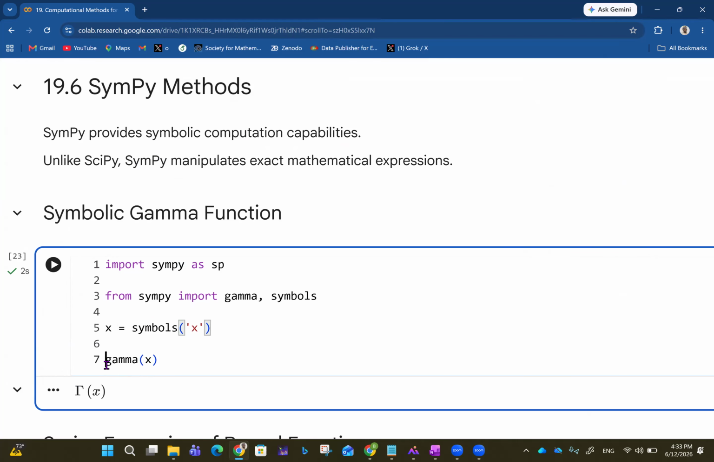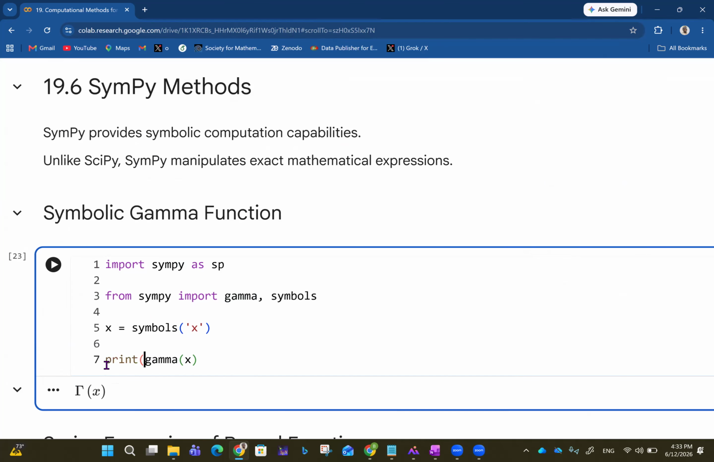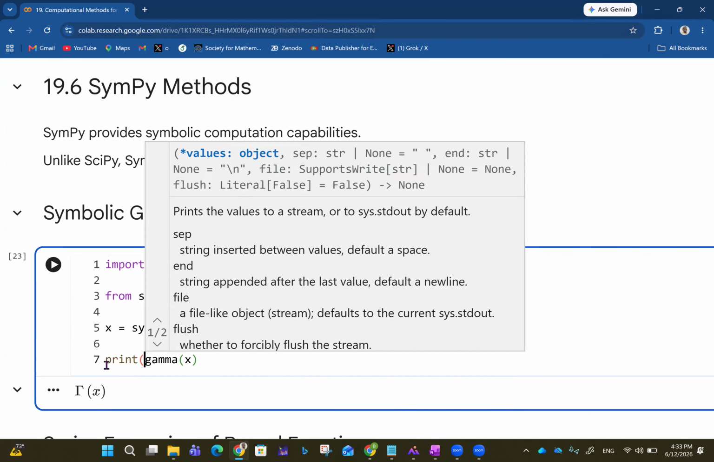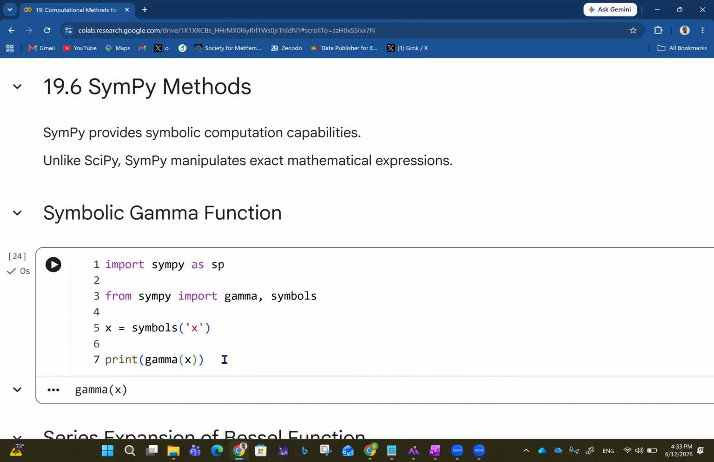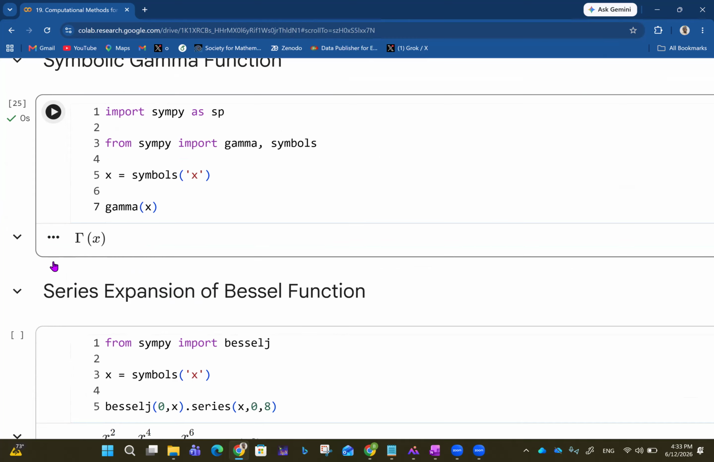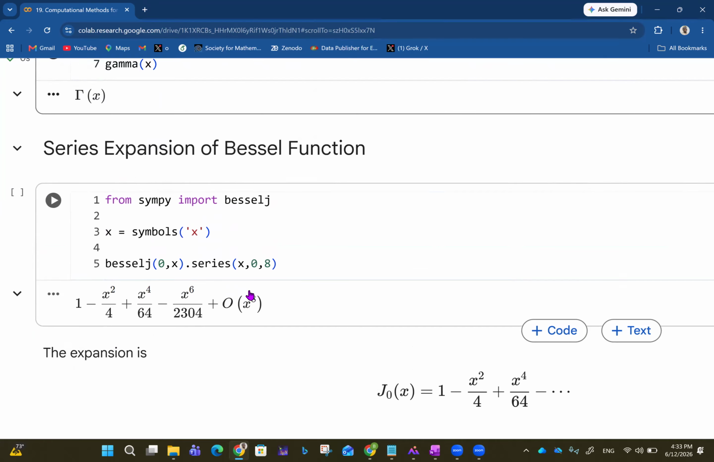Now, sometimes you may want to print. If I print this now, it won't be this pretty, you just get something not as pretty as this. It just takes, say, gamma x, but if you want to have the symbol, you just don't use the print. Then you have the series expansion of the Bessel function. If you also print this, you won't get something this pretty. You just get it scattered like something in LaTeX, right?